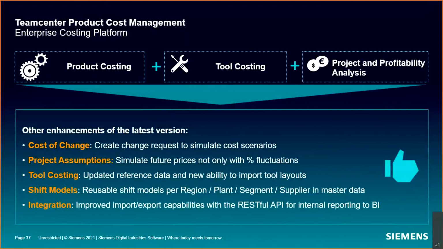And also in the SIF models, we're now able to integrate them in the master data, so it's not a default value anymore. So now you will be able to have different SIF models by region, by segment, by supplier, by plant. This is really good, because some of your plants do not work 3 SIFs, they might work 2 SIFs. And by technology, you might have different SIF models in the same plant. So this is an enhancement that will help our customers to be more accurate and faster.